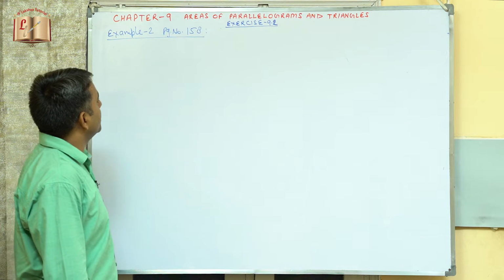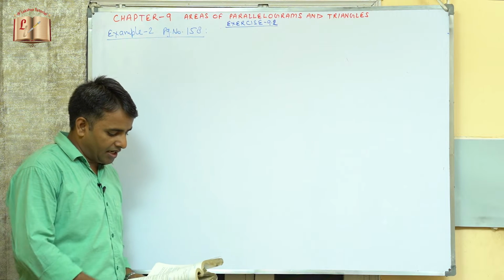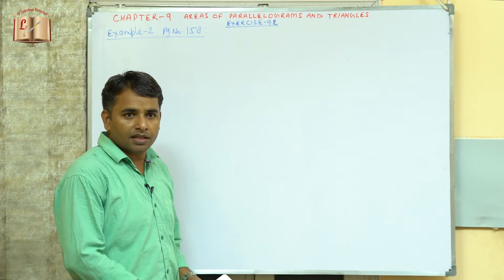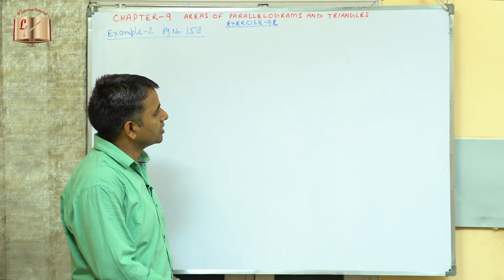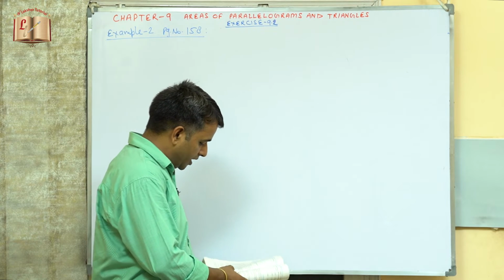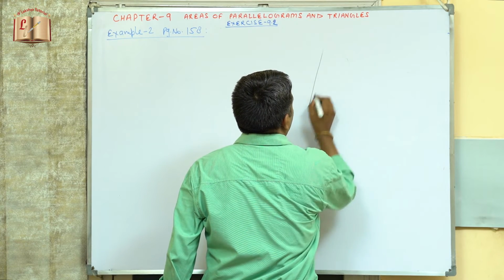Now coming to example 2 on page number 158. If a triangle and a parallelogram are on the same base and between the same parallels, then the area of the triangle is equal to half of the area of the parallelogram. This we need to prove. Now first of all, we will make a parallelogram.